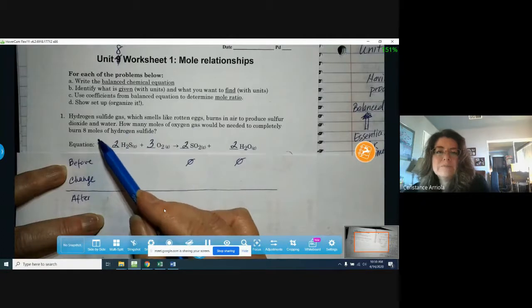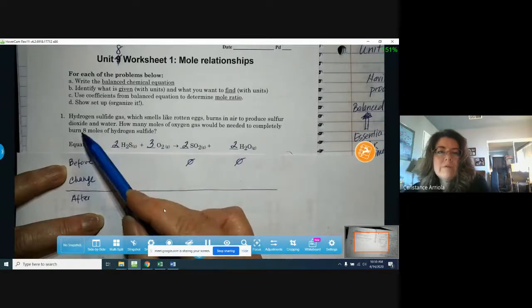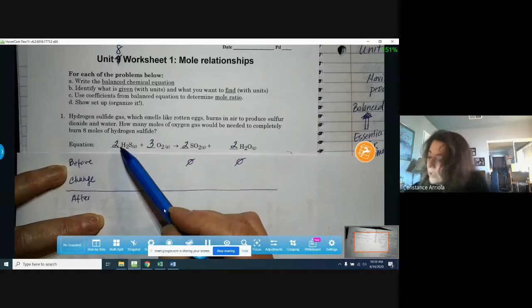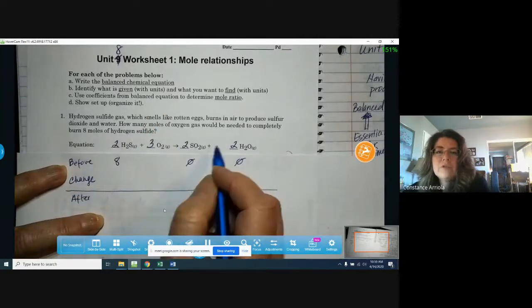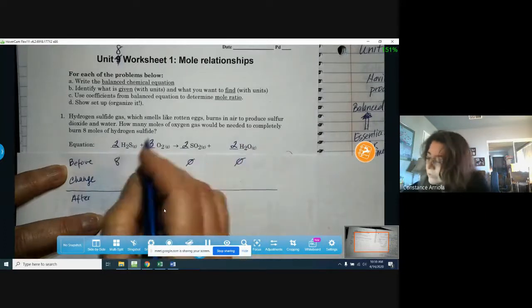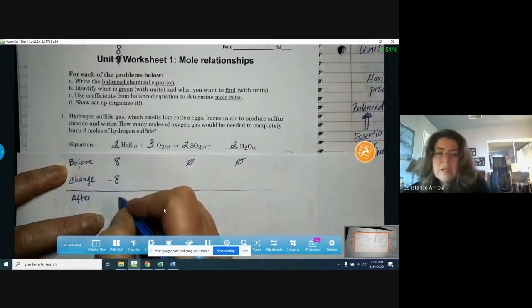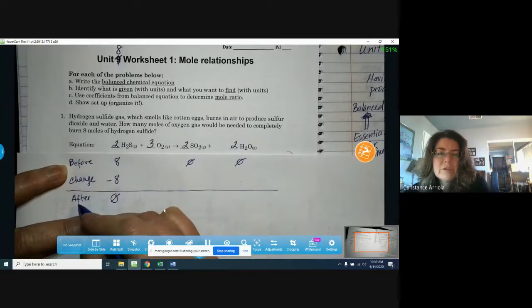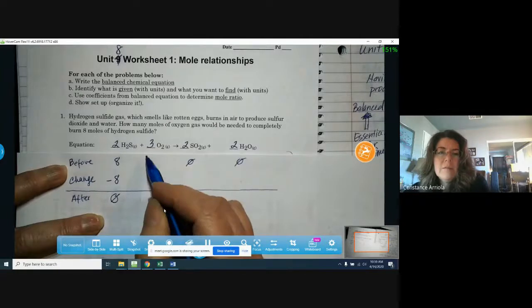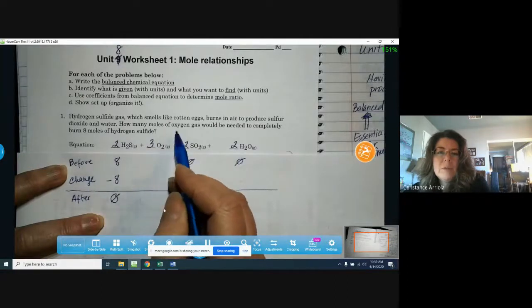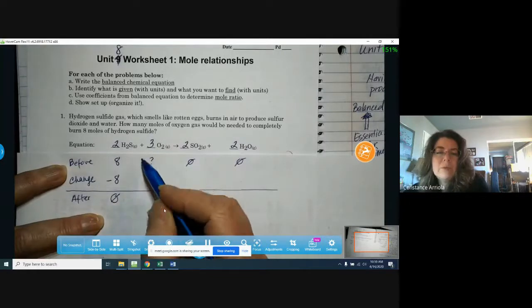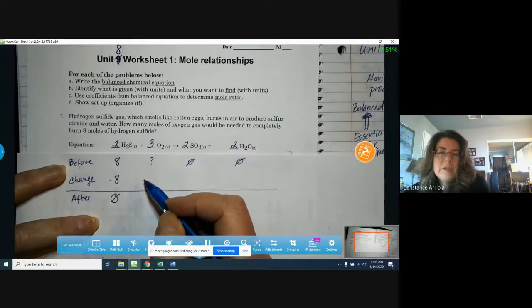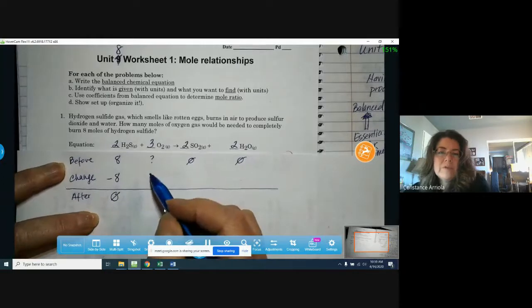And it says you have 8 moles of hydrogen sulfide. So we're going to go ahead and put 8 moles there. And you're going to completely burn it. So you're going to use up all of that, which means you're not going to have any left after the reaction happens. And then you don't know how many moles of oxygen gas, so we're going to put a question mark there for now. I think you can put excess or question mark. Either of those for now will be fine.